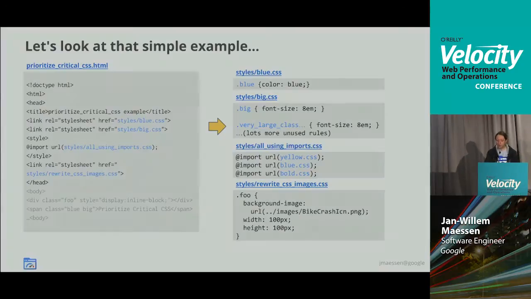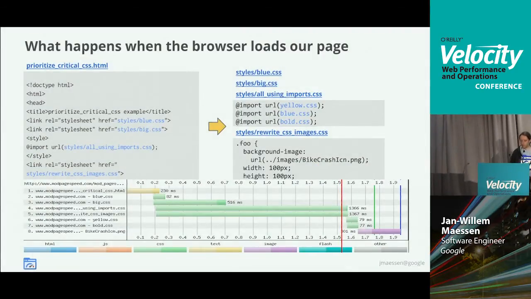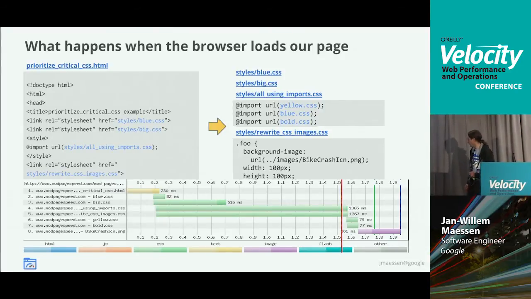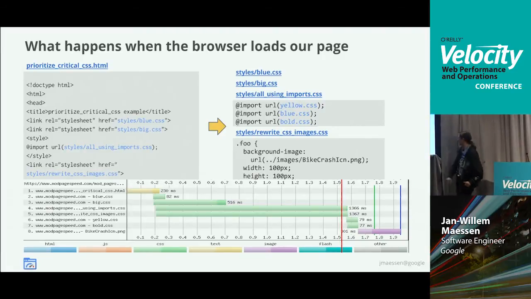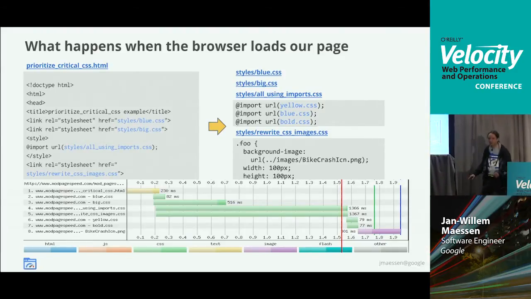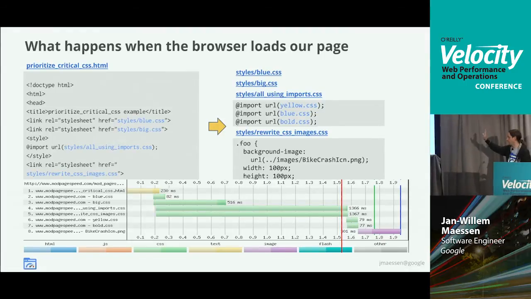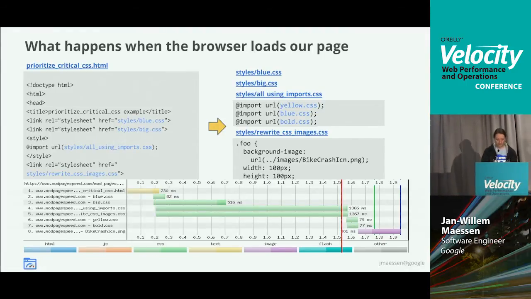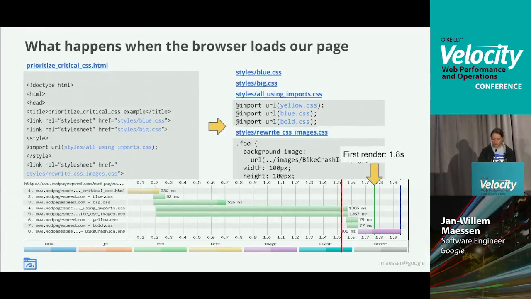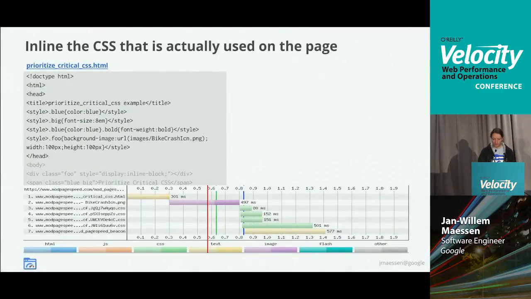All right, so what happens when this page renders in the browser then? Well, unsurprisingly, it doesn't take very long to download the HTML at all. It downloads in 230 milliseconds. The rest of the time is spent downloading all of our style sheets. And we don't actually start rendering the page until 1.9 seconds. And the CSS image doesn't actually appear until 2.1 seconds, which is actually off the side of this graph. So first render at 1.8 seconds.